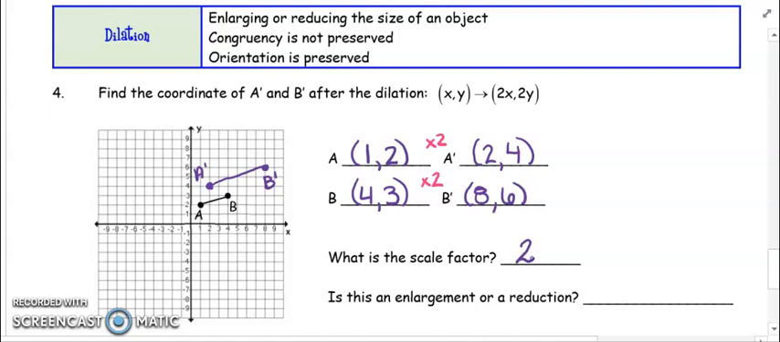And is this an enlargement or is this a reduction? Well, it got bigger, so it's an enlargement. Our scale factor is also bigger than 1, which verifies that, yes, we do have an enlargement here. So this was a quick recap on our transformations. We had translations, reflections, rotations, and dilations.